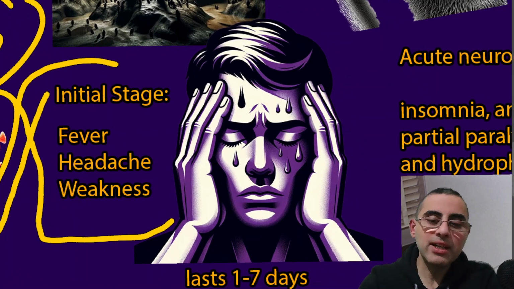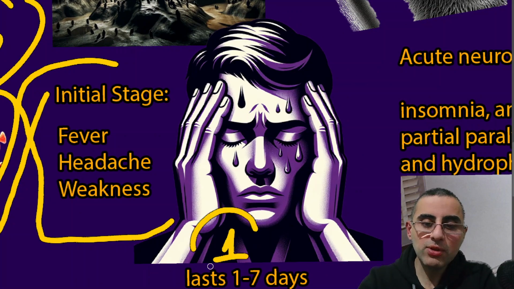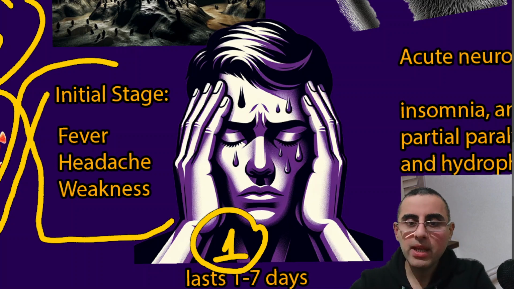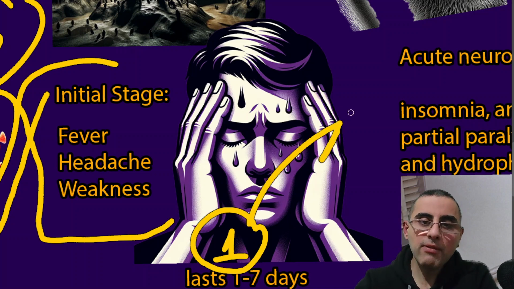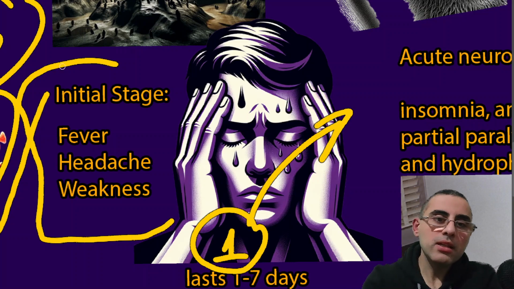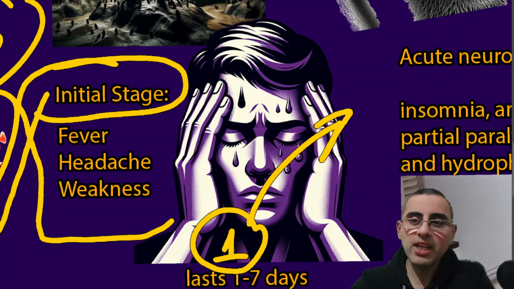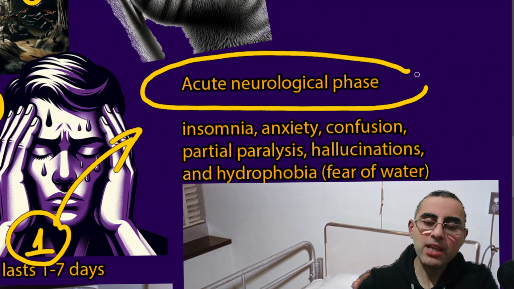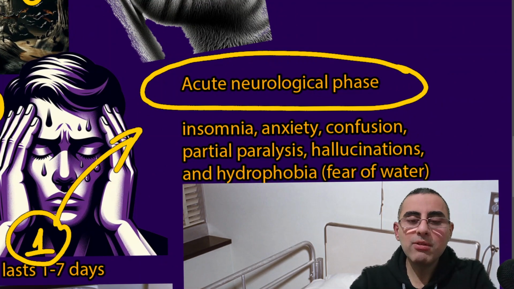It lasts around 1 week. These symptoms last for several days, around 1 week. After this, we have another stage. This fever stage is the initial stage, and the second stage is the acute neurological phase. This acute neurological phase is very important because after this we already have death.